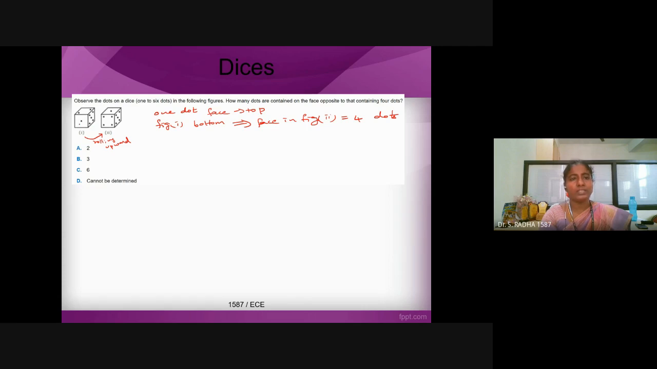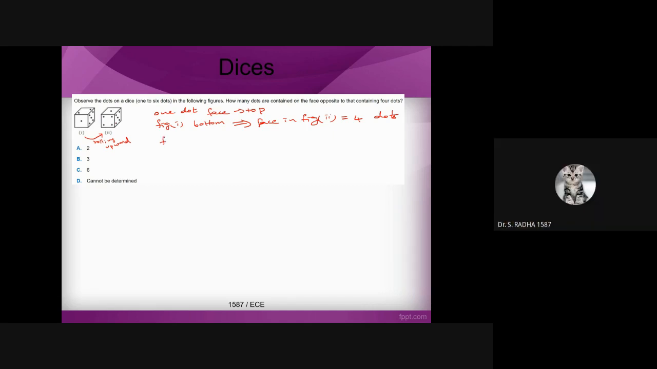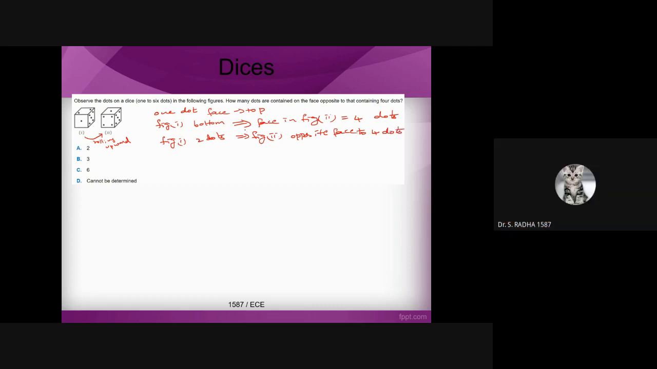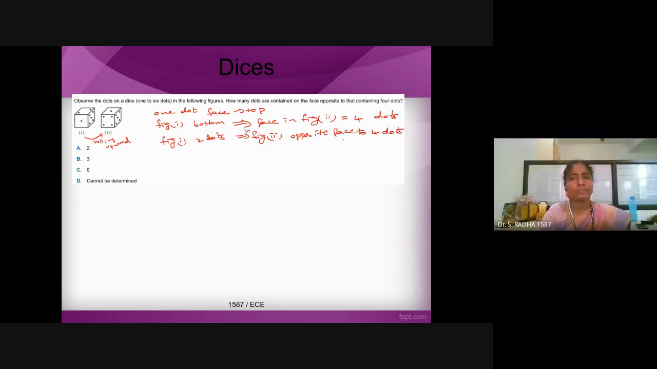This one has gone on to the top and 2 has gone to the opposite side. Base has come over here, which is having 4 dots. So figure 1, the 2 dots will move to figure 2, opposite face to 4 dots. In figure 2, the 2 dots will be opposite to 4 dots.